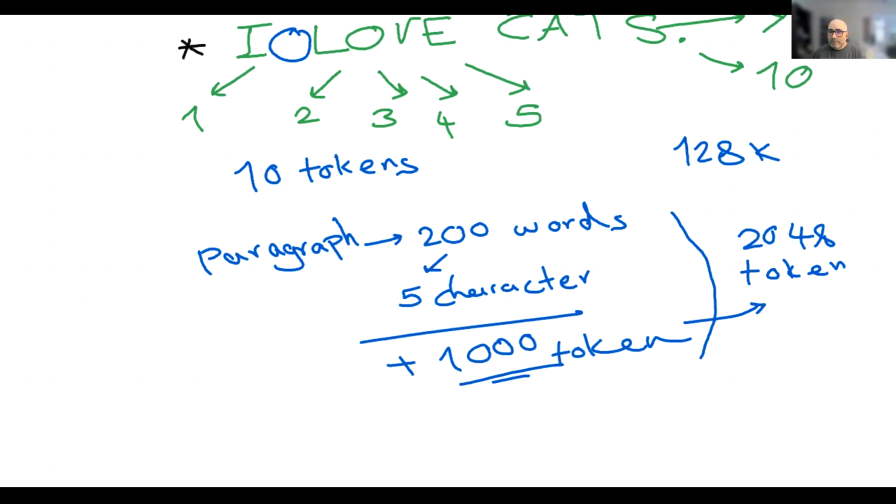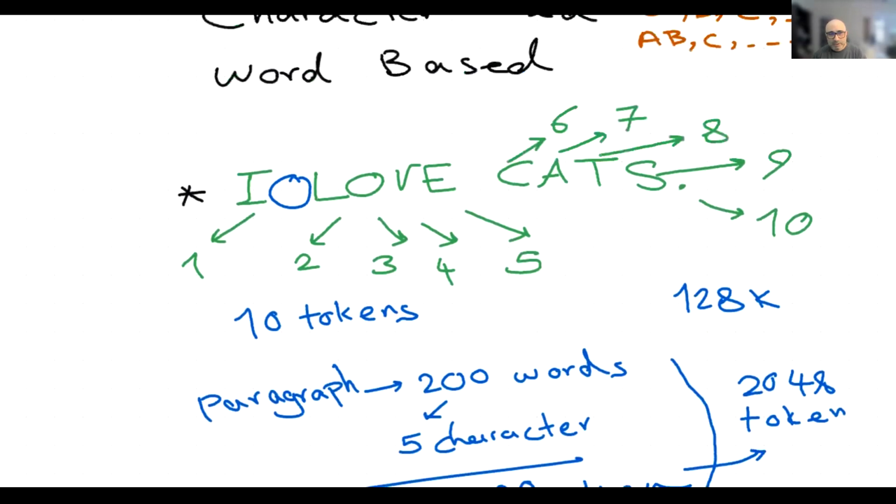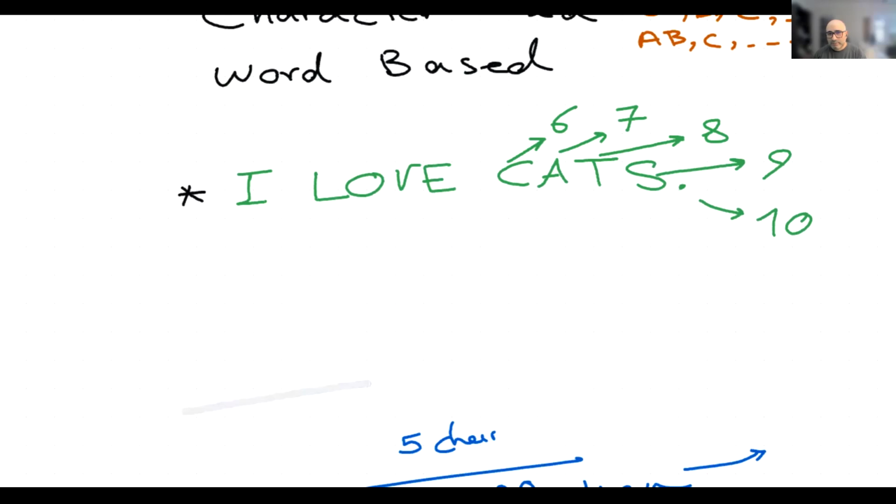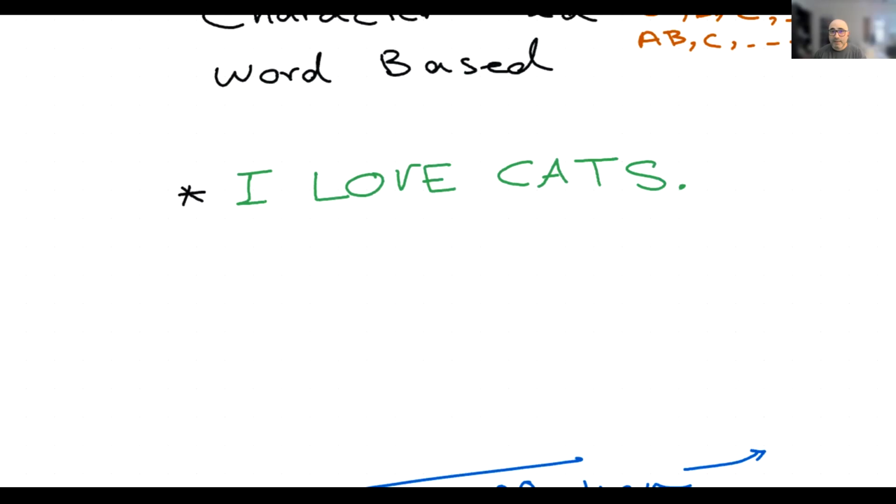So now you can think, why don't we use words? The same thing, I can use words instead of character-based, and I'm going to just remove the space. Why don't we start with words? So I can do that. Again, we're talking about English, but the idea is exactly the same for other languages. So each word would be one token. This is one token, this is another token, and cats would be another token.